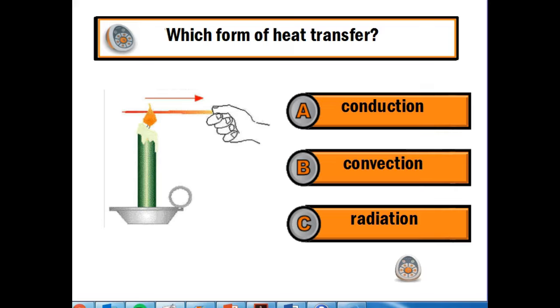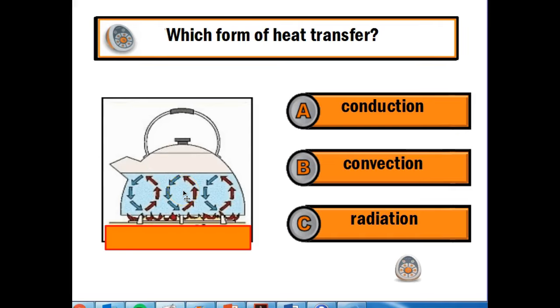Oh, look at this. Someone's got this stick in the flame of a candle. Is this conduction, convection, or radiation? Yes, it's conduction, because this stick is touching the flames. Just one candle.